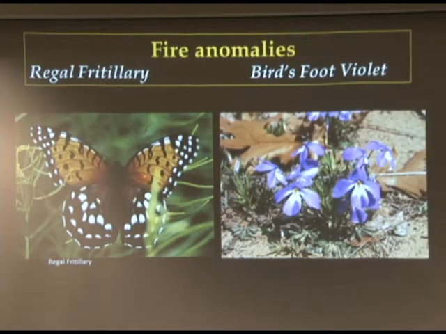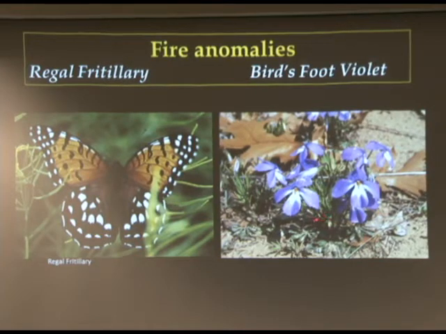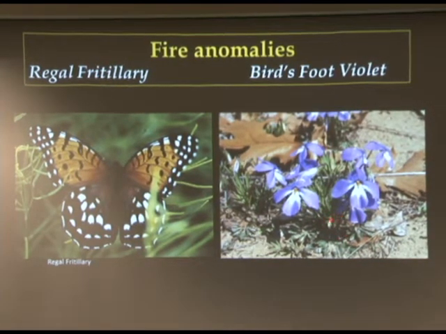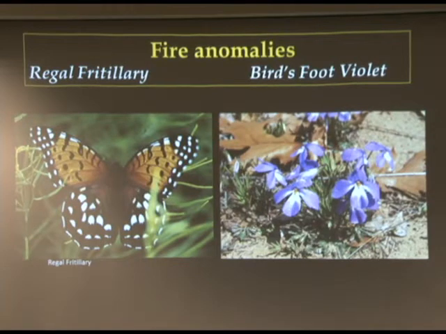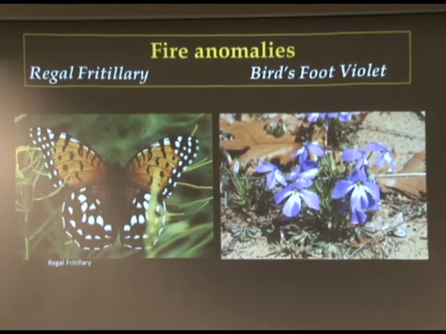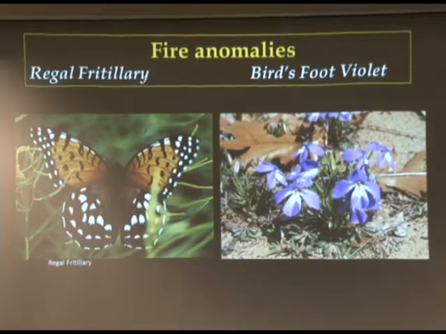This animal's eggs are put on the bottom of these plants, near the roots, not under the soil, but right at the soil level. And when they hatch, they start to feed on the violet. Trouble is, if a fire goes through and they're down here, you would think they'd be very susceptible to that fire. It would just kill them off.